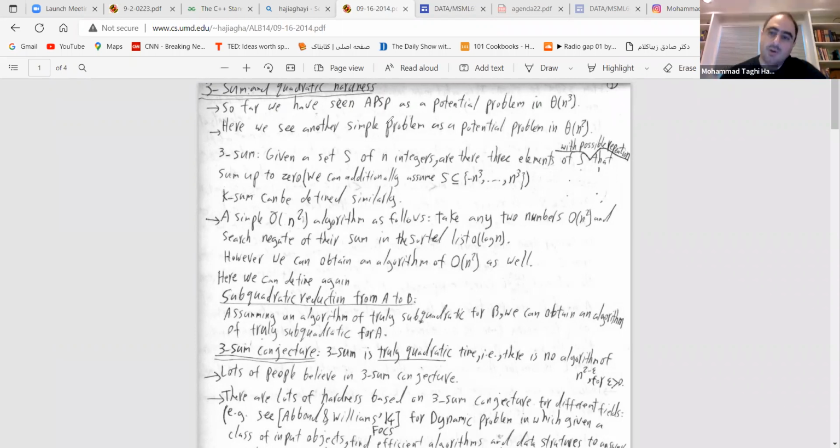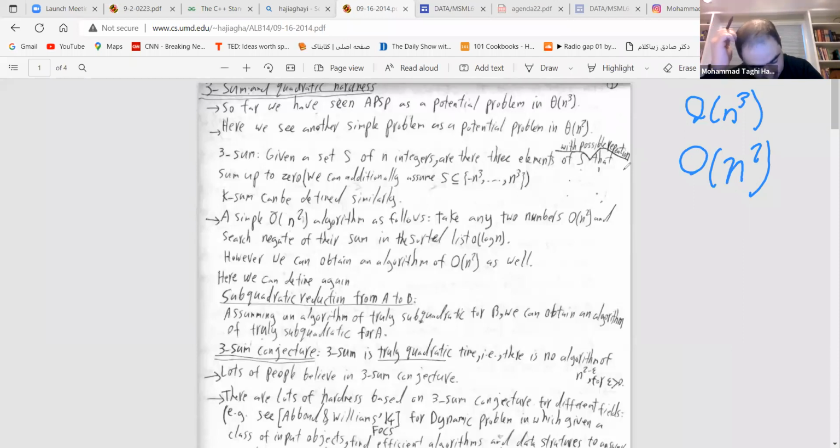Today, instead of order n to the 3, we are going to order n to the 2. And we are considering quadratic problems which are hard. In particular, the problem that we would like to consider is the three-sum problem.